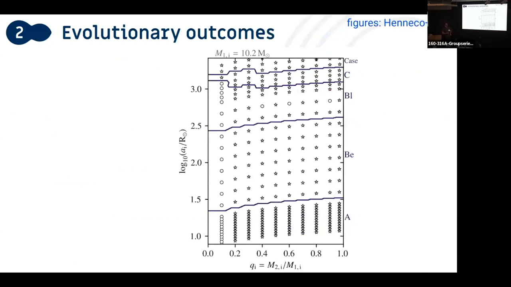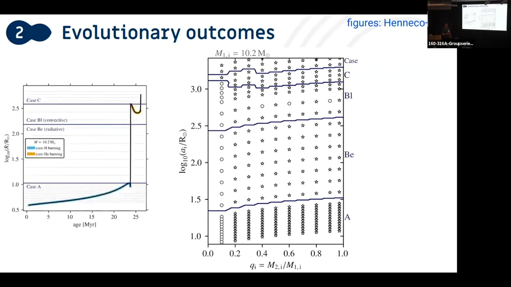What I'm showing here is a slice of my grid, all the models with an initial primary mass of 10 solar masses. We have the initial mass ratio on the x-axis and the initial separation on the y-axis. You immediately see some groups of the case A systems, the early case B systems. These are systems where you're off the main sequence as a donor, but you still have a radiative envelope. Late case B systems have convective envelopes, and then everything past helium ignition is case C for me.